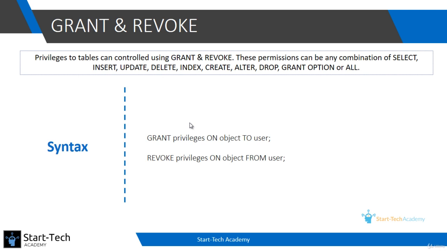The syntax for this is grant, you specify all the privileges, on, you specify the object. This object will be the table name or a view, to the username. This will be the new user that we have created. Similarly, if you want to revoke the privileges, you just write revoke, mention all the privileges on the table name or any other object from the user.